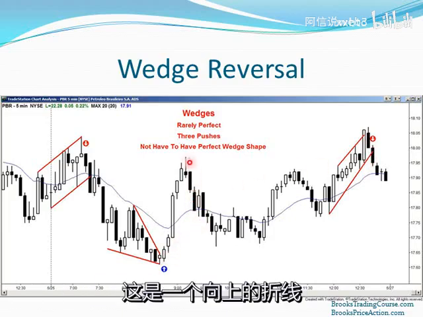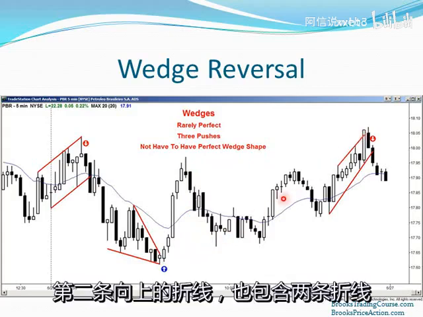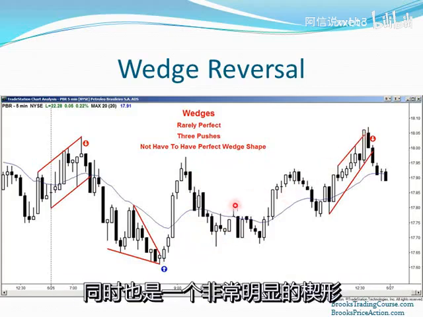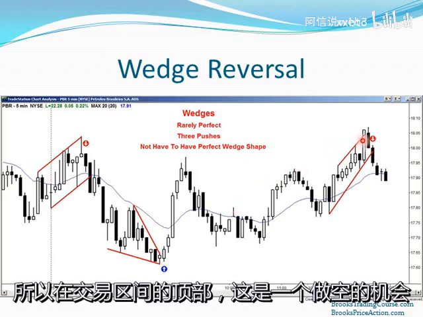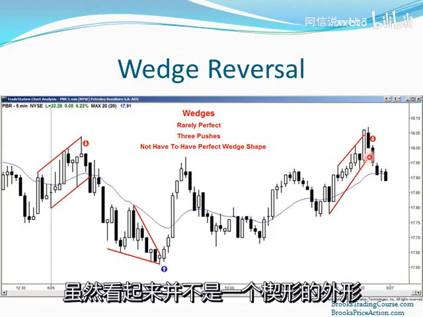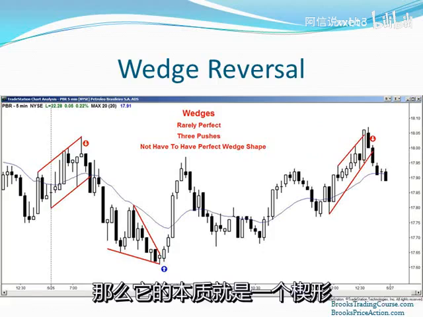So a reasonable short at the top of a trading range. It's a 2-legged move. We have a strong move up here, and then a pullback, and then a second leg up. Second leg up had 2 legs, and arguably even a wedge shape if you start here at 1, 2, 3. So reasonable short at the top of a trading range. Again, not really a wedge shape, doesn't matter. If it has 3 pushes and the context is right, it should function like a wedge.